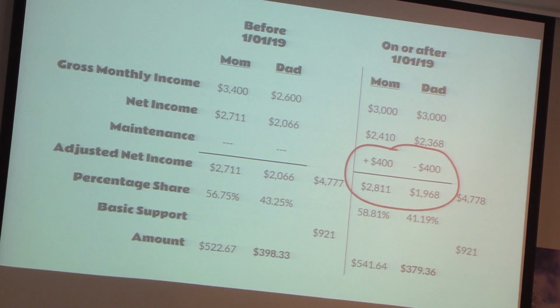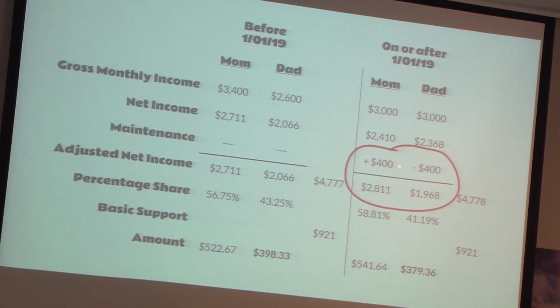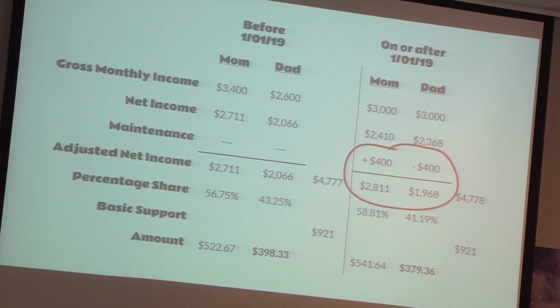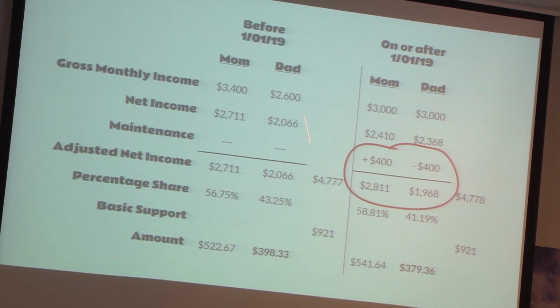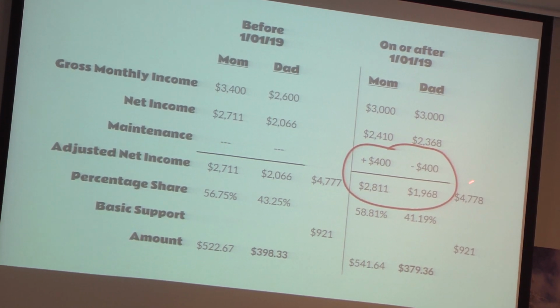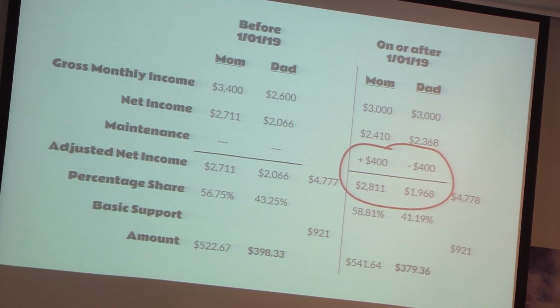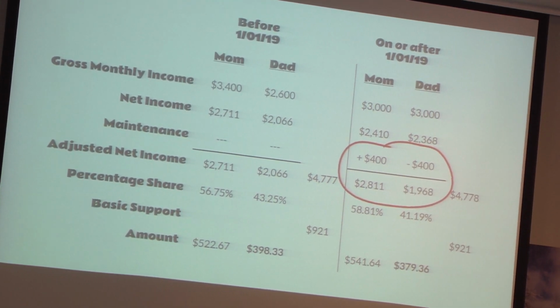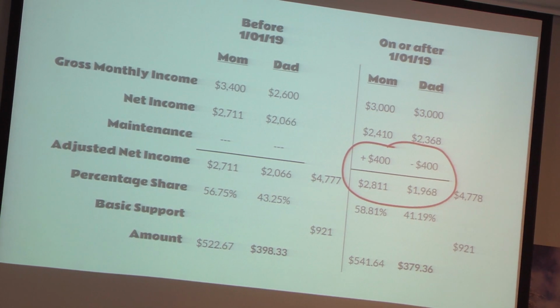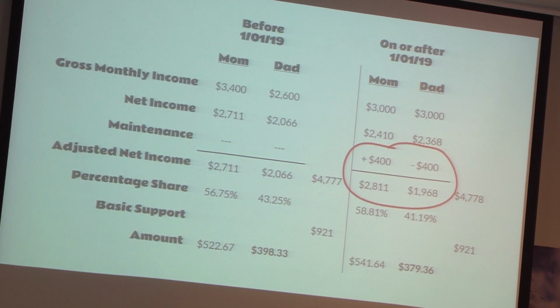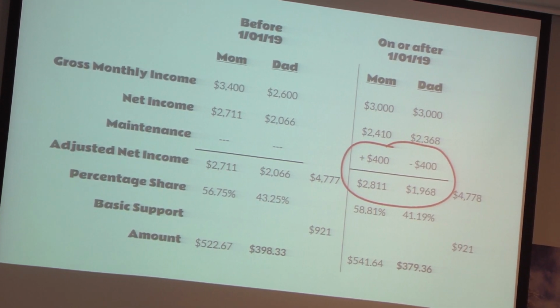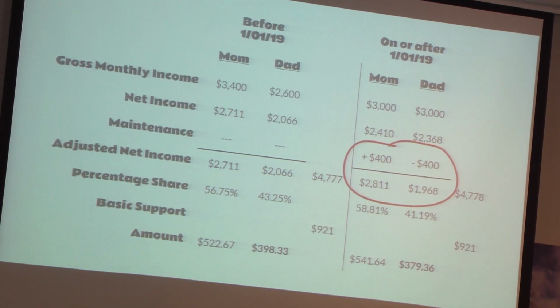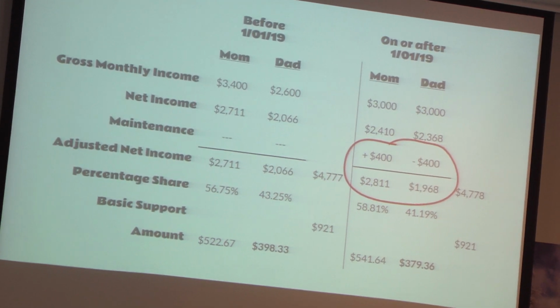And you'll see that the adjusted net has changed, right? Mom has more than she did before. Dad has less than he did when we did the before calculation. But we still arrive at virtually the same number at the end. So that means that our basic support number, 921, from that chart remains the exact same, because we're using their combined income to go to that chart and figure out how much they're supposed to be spending on this child on a monthly basis. Right?